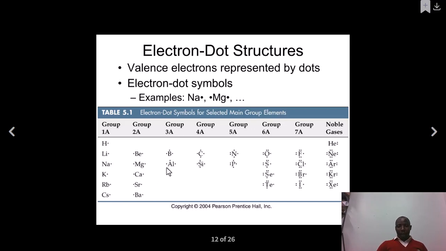Group 3 has boron and aluminium. Group 4 has carbon and silicon. Group 5 has nitrogen and phosphorus. Group 6 has oxygen, sulfur, selenium, and tellurium. In group 7 you have fluorine, chlorine, bromine, and iodine. Group 8 are the noble gases: helium, neon, argon, krypton, and xenon, where you have 8 dots arranged in four orientations, 2, 2, 2, 2, which make them 8. This is about the dot representation of atoms.